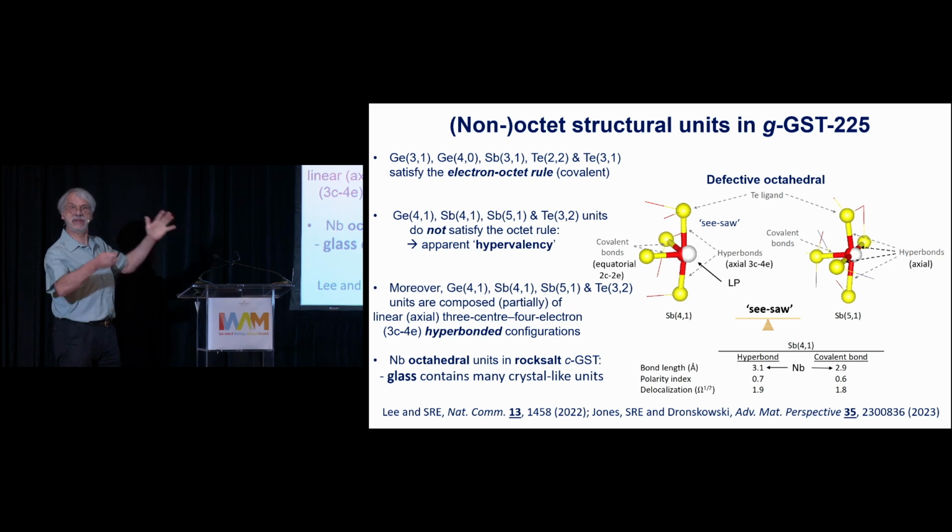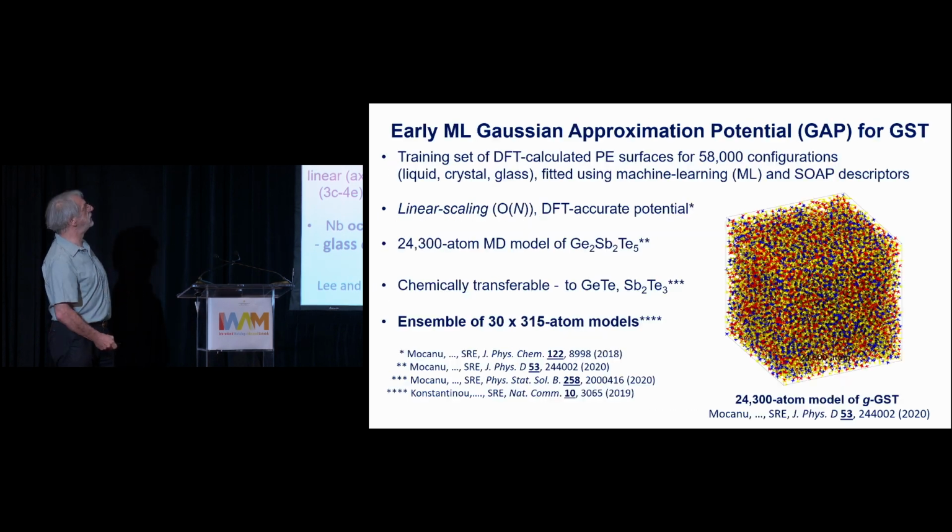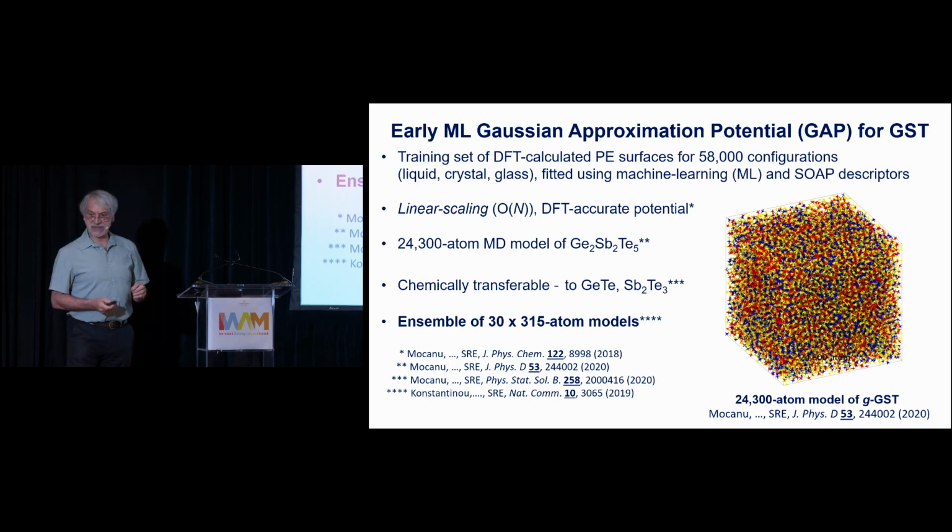10 electrons in this unit, right? That is not obeying the octet rule. It looks as if you have hypervalency. Actually, the bonding is this rather special hyperbonding, which I'm not going to talk more about here, but talk later if you want. So just to say that this glass, in the glassy state, contains many crystallite-like units. Here they are, right, in the glass already. So you'd only need 1 or 2 atoms to move a very small distance to then make a crystal nucleus, basically.